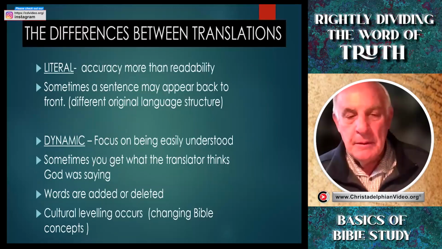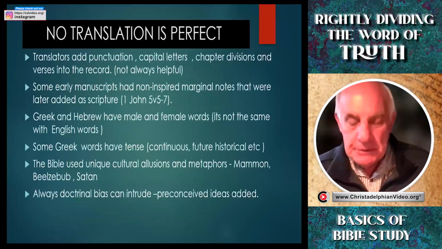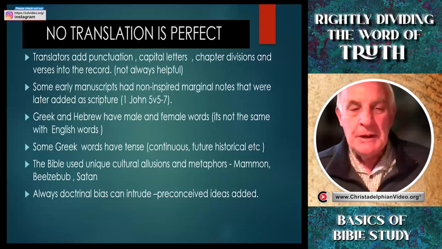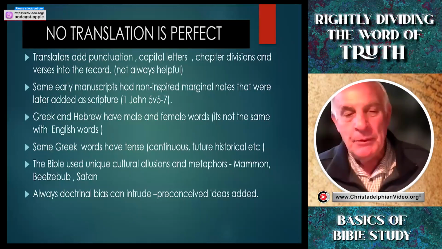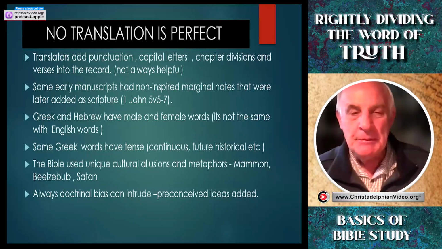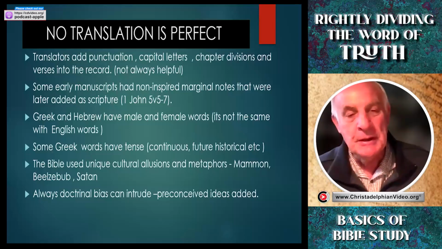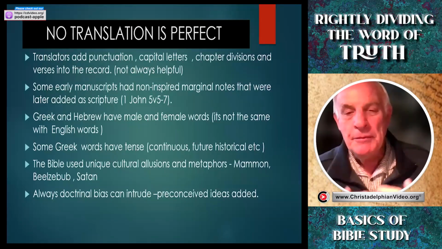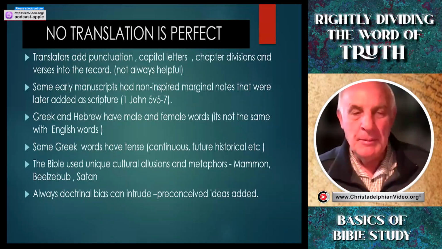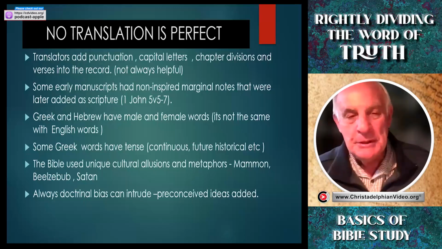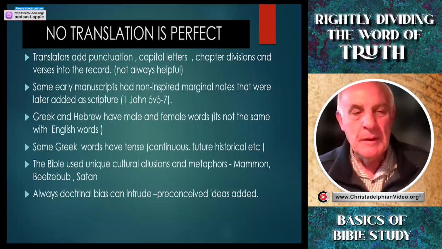Okay, so let's just go on to this one. No translation is perfect. Translators, as we've discussed before, add punctuation, capital letters, chapter divisions, and verses to the record. And we're going to see when we come to our next section about chapter divisions that not all of those are helpful. But they've been put in for convenience's sake. So they're not part of the original, unless you're dealing with the Psalms and the Book of Lamentations. The chapter divisions we have are not a part of the original.